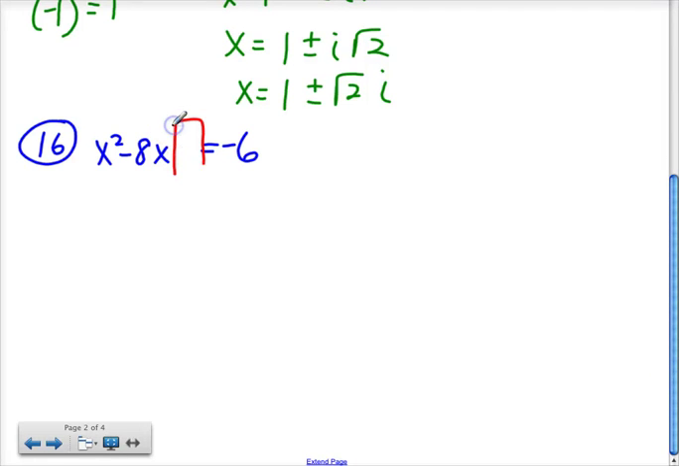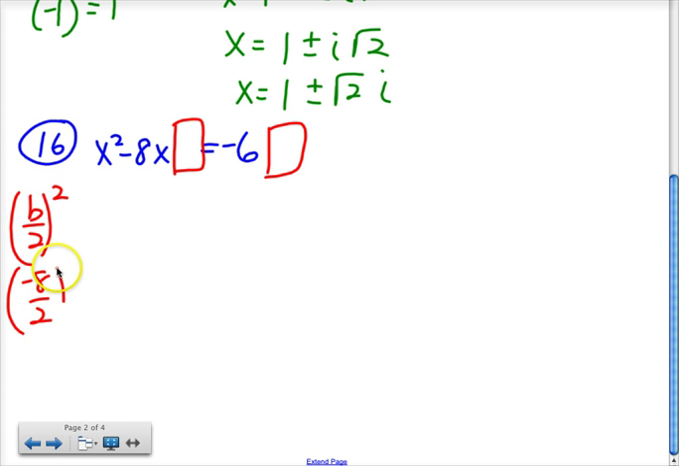Now, we already have our c value that wasn't a perfect square moved over to the other side. So it's a matter of b over 2 squared. So negative 8 divided by 2 squared would be negative 4 squared, which is 16. So I need to add 16 to both sides of this equation.